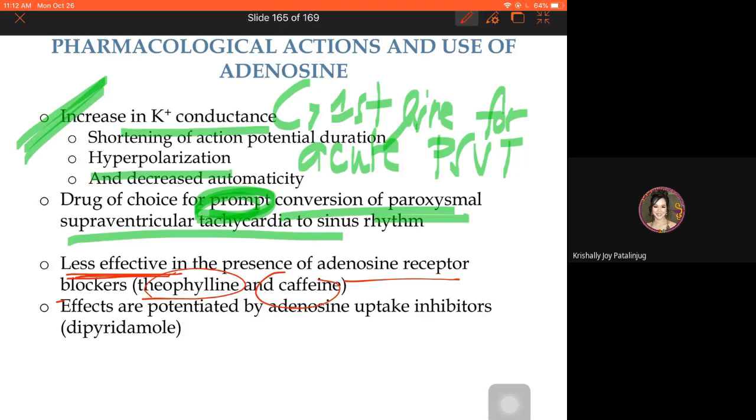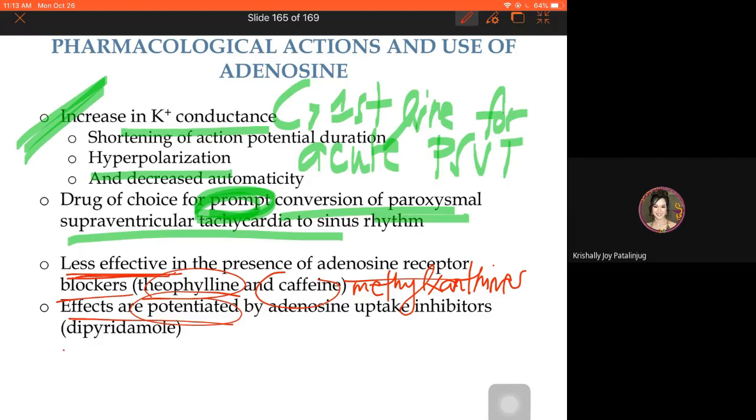So as much as possible, wag uminom ng kape, coffee, wag kumain ng chocolate, or any of these, kasi these are methylxanthines-containing compounds when under adenosine therapy. Kasi that could reduce the efficacy of adenosine. Whereas pwedeng ma-enhance yung effect ng adenosine by administering dipyridamole.